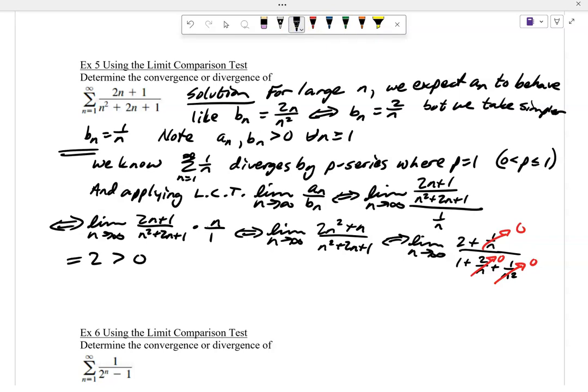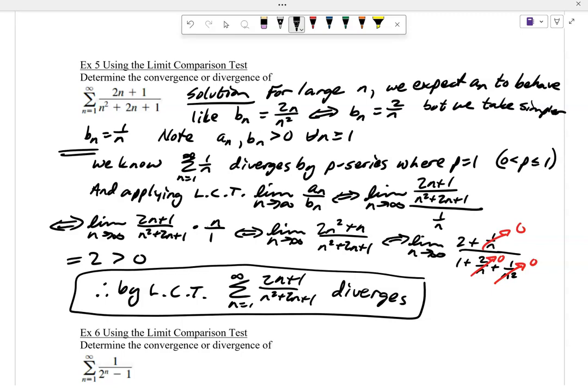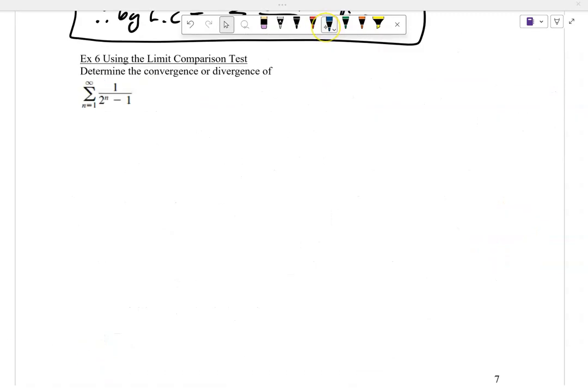Which again is positive. Therefore, by the limit comparison test, the original also diverges as well, since that 1 over n diverged. All right, this is another good problem to pause the video and try, you guys. Let's go ahead and run through the solution here.